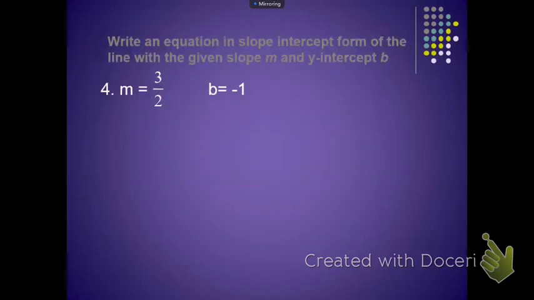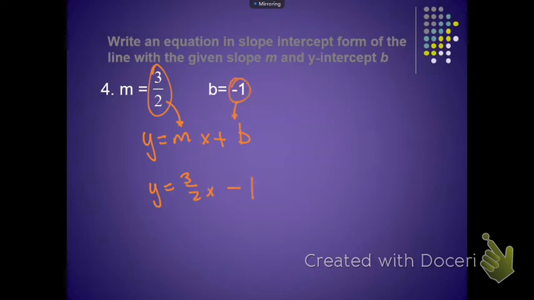Okay, so we're going to write an equation in slope-intercept form given our slope and our intercept. If my original equation is y equals mx plus b, all I need to do is take my m, replace the m with the number 3/2, and replace my b with the -1 so that I get y equals 3/2 x minus 1.